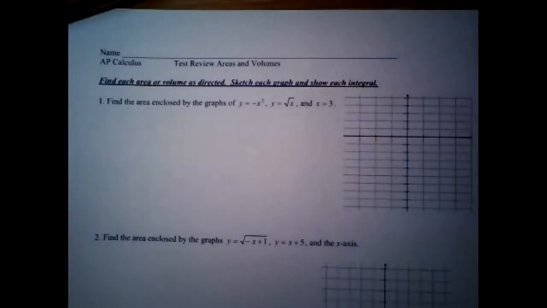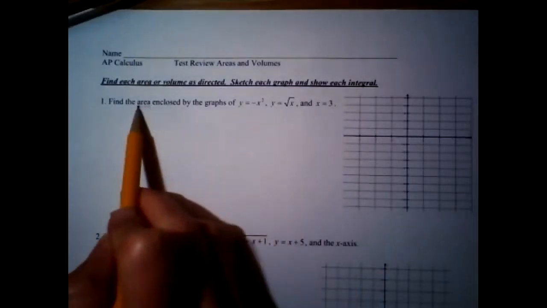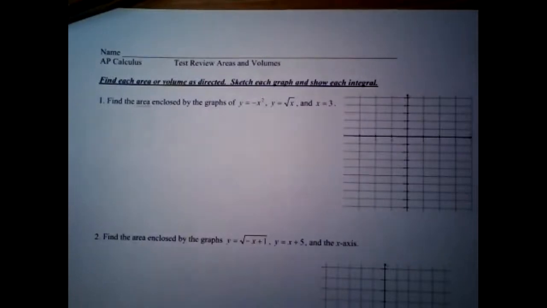All right, so number one is just find the area. The area ones are simpler problems, but they're a little tricky because it doesn't tell you if it's dx or dy. You kind of just have to look at it and see: do you have an upper graph and a lower graph, or do you have a right graph and a left graph?